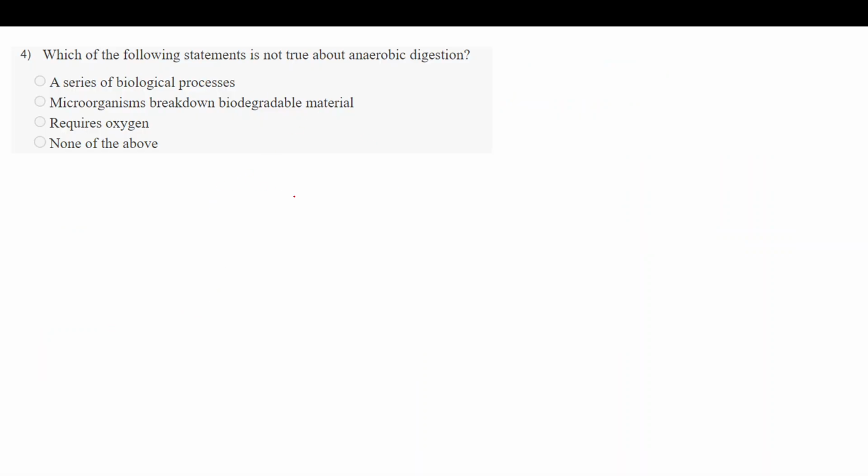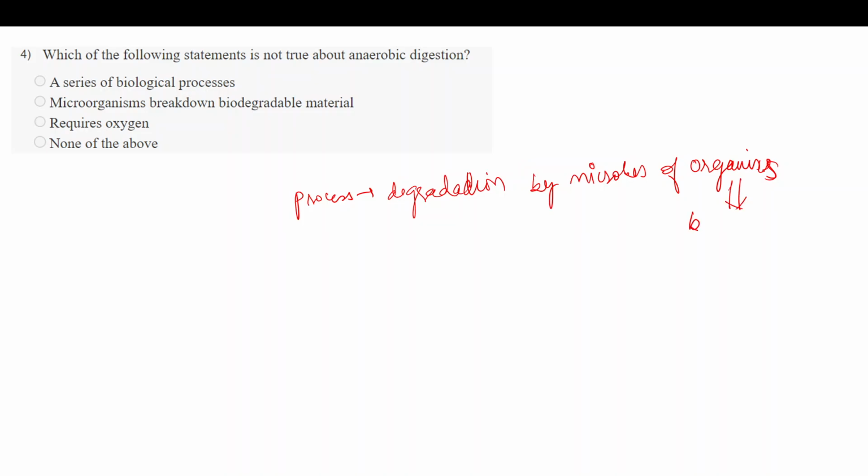Yeah, so the process is degradation by microorganisms of organics. So what is degraded? It is nothing but organics. Whenever microbes are able to degrade the organics, these organics will be biodegradable in nature, right? Yes, ma'am.